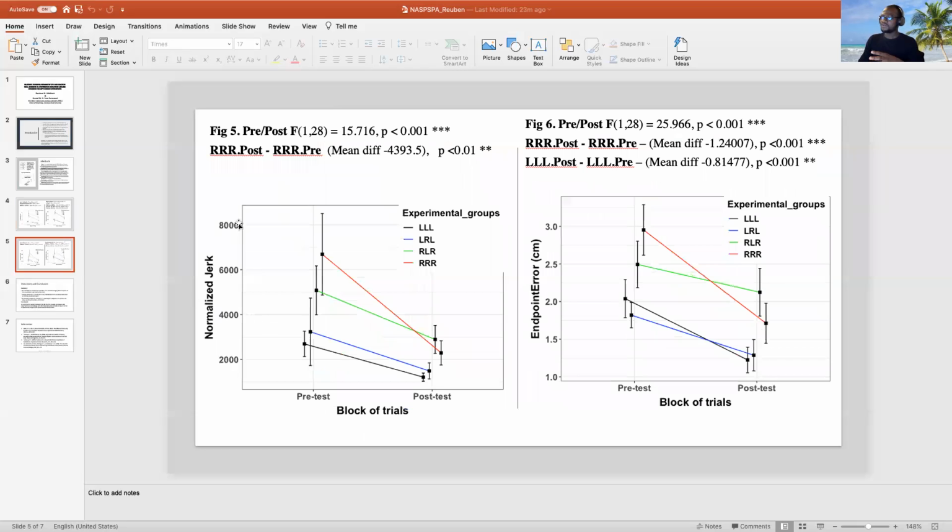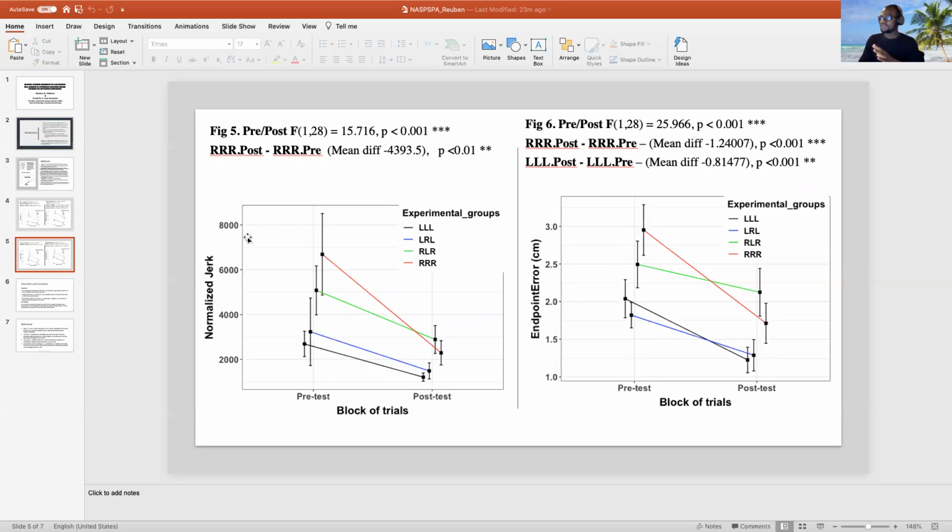We moved to normalized jerk, which was movement smoothness. We could see that there was also adaptation for the right hand retention groups, but there was no bilateral transfer for movement smoothness. And then for the endpoint error, we could see that there was also adaptation for both retention groups, but no bilateral transfer.